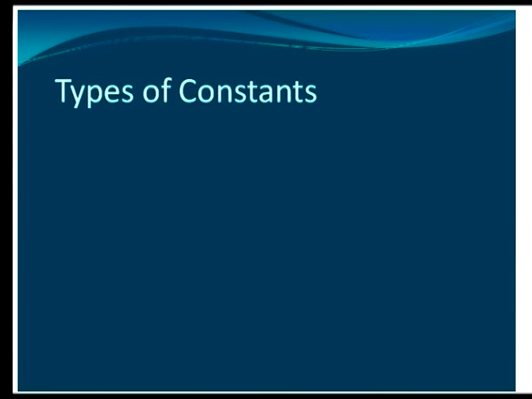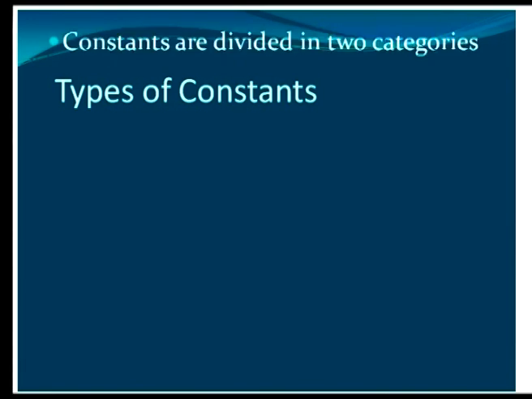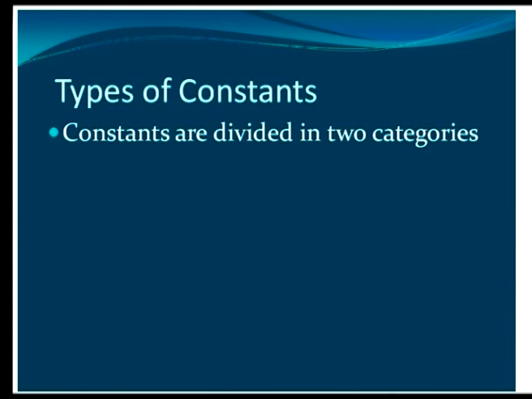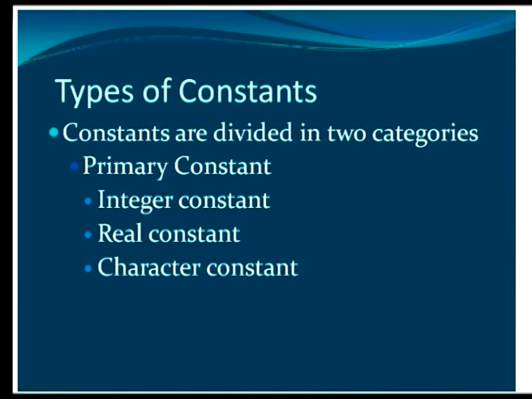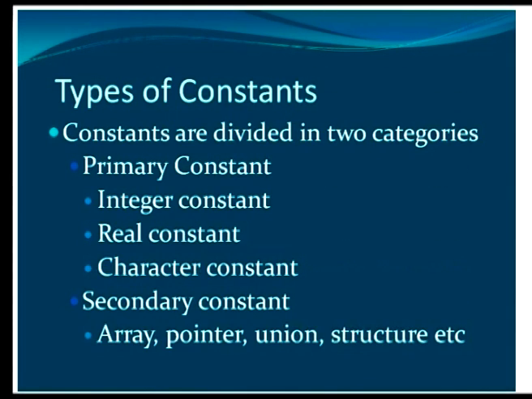In C language, constants are divided into categories. Primary constants include integer constants, real constants, and character constants. Another category is secondary constants. They include arrays, pointers, unions, and structures. We will discuss all about these constants in detail later on.